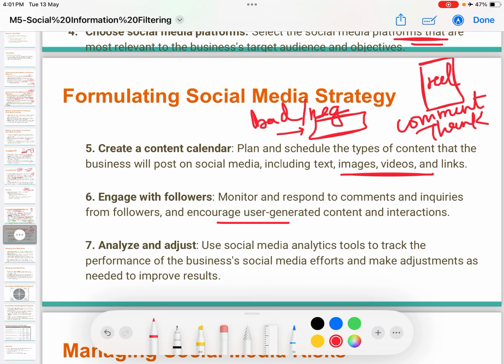And user generated content is encouraged, where users can interact with the content, to understand how many people are liking your content. Analyze and adjust. Use social media analytics tools to track the performance of the business's social media efforts and make adjustments as needed to improve the results.